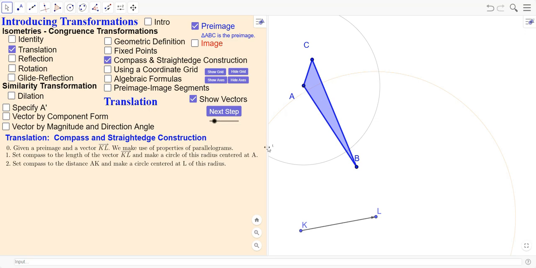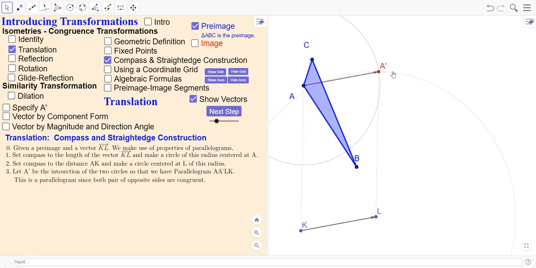These will cross two places, but the place is pretty obvious is the one over here where it's to the right and up in this particular case because we're going right and up. And so that point there will be our image point.